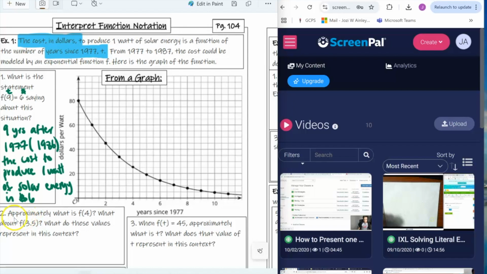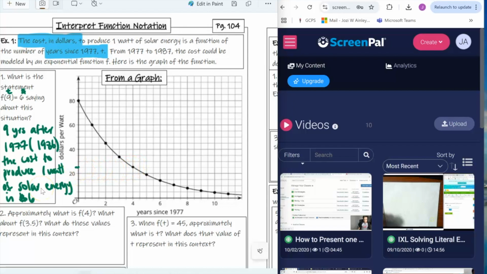Example 2, approximately what is f of 4? So again, what does 4 mean? 4 is the time, right? So this is saying when time is 4, what is the dollar amount? So we know that time is years since 1977. So when the time is 4, the dollar amount is right here.